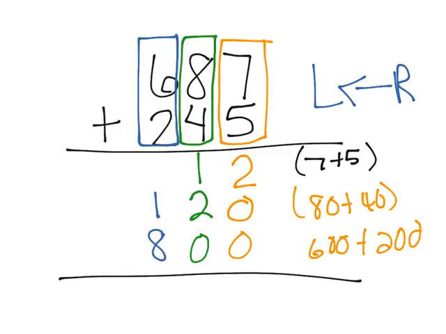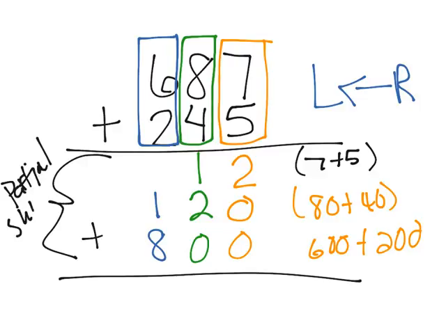So, I have that. Just combine all of my partial sums. These are partial sums. Add them all up. 2 groups of 1, 3 groups of 10, and 9 groups of 100. 932. Let's take a look at this, working it from left to right instead of right to left.